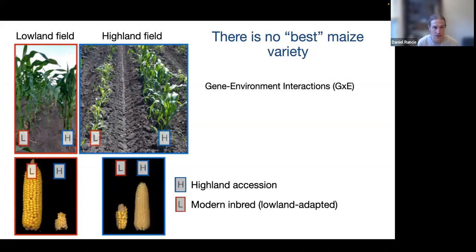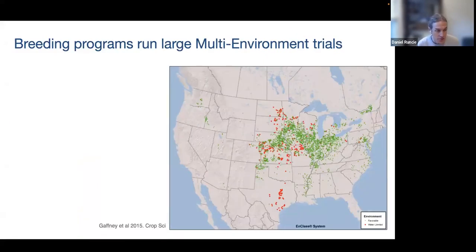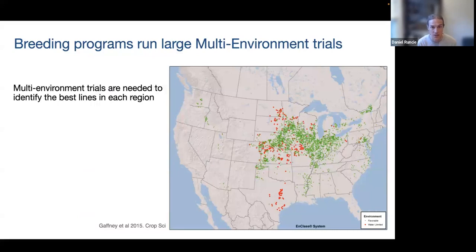So this is an example of what we call a gene-environment interaction, or G by E, where different varieties perform best in different environments. And because G by E's are so common, breeders need to develop varieties that are targeted to specific regions, and we call these the target population of environments. And so in order to do this, and be able to breed for different locations, breeding programs need to invest in multi-environment trials to compare varieties across a range of conditions. This figure that I'm showing here is from a paper by Gaffney et al. about a Corteva trial. And so each dot on this map is an on-farm trial comparing hybrid corn. And so they ran over 10,000 trials in this study.